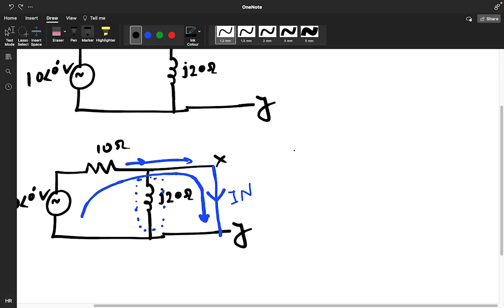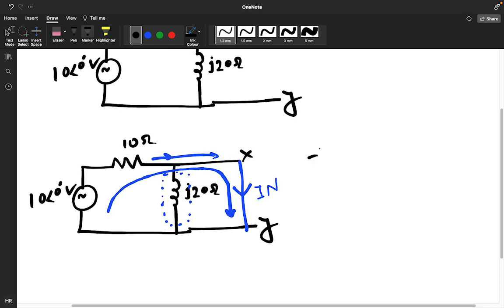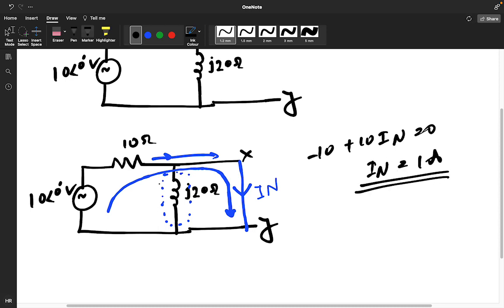So directly apply the KVL. What current will you get? Minus 10 plus 10 IN equals 0. So the IN value is 1 ampere, because this branch current will be 0.